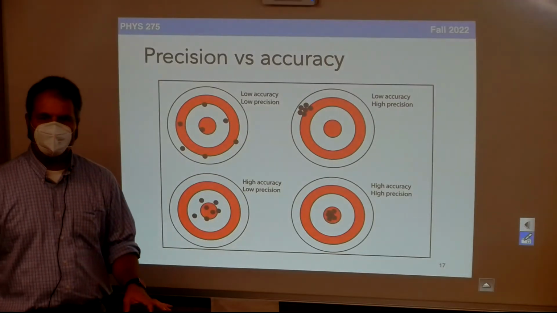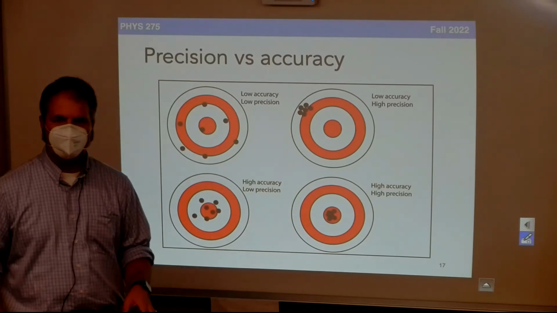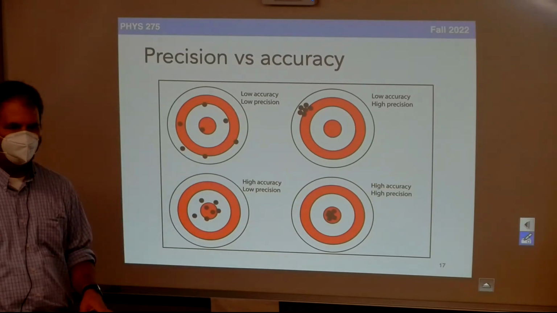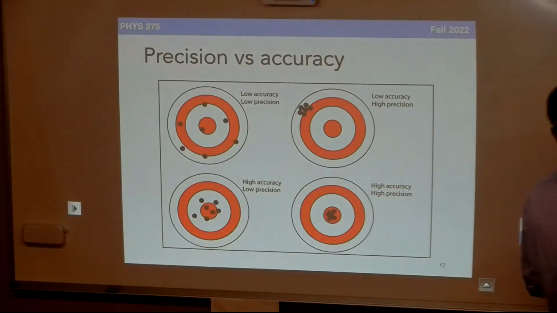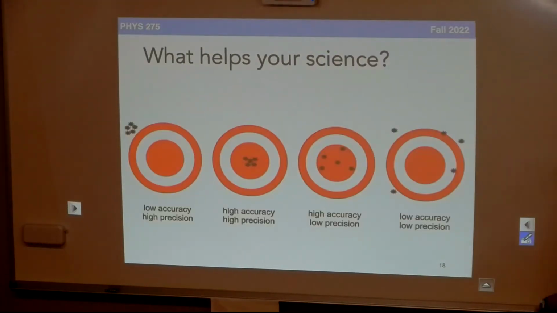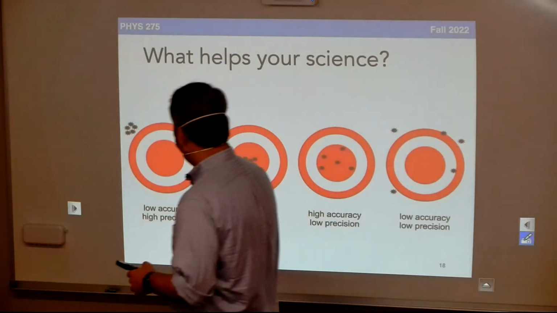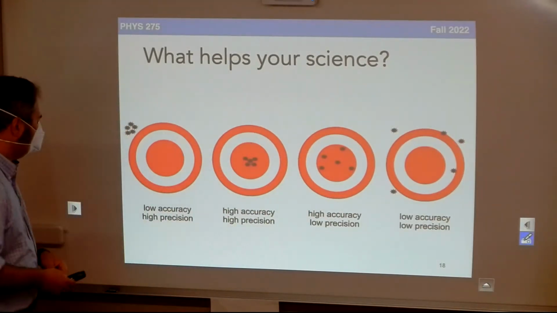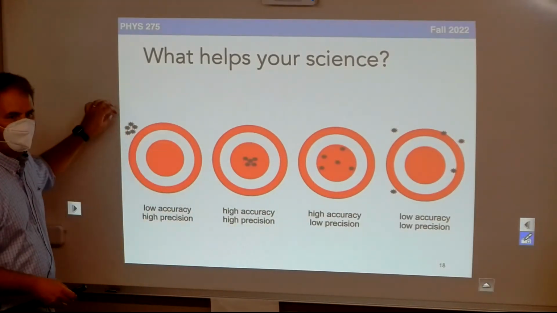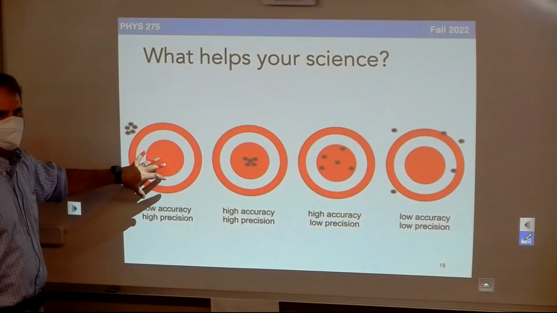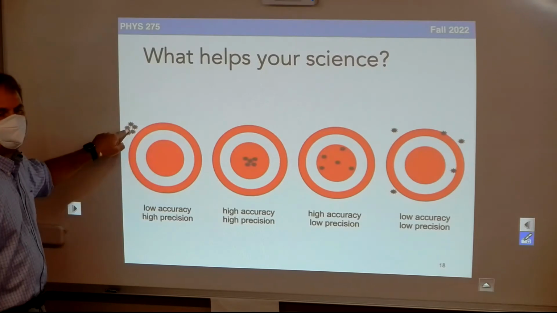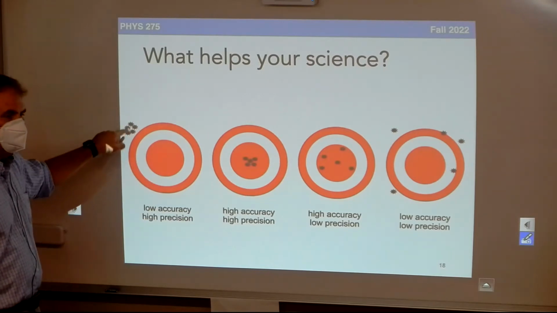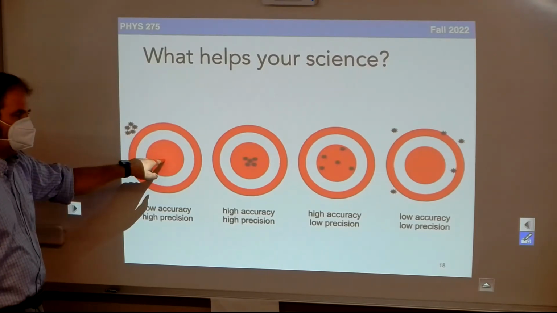Which ones of these kinds of data is useful to actually compare to a model? So, what helps your science? Low accuracy and high precision. So I'm nowhere near, I'm well off. This actually does nothing for you, because it looks like it's very precise, but there is some sort of bias happening. So it's very hard to figure out why we're doing this.